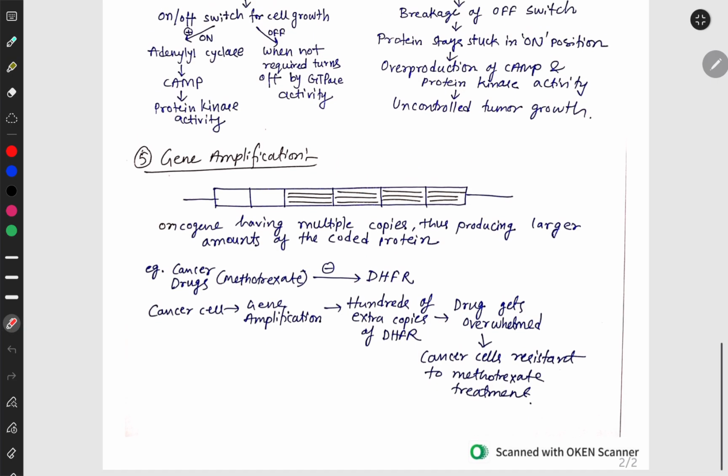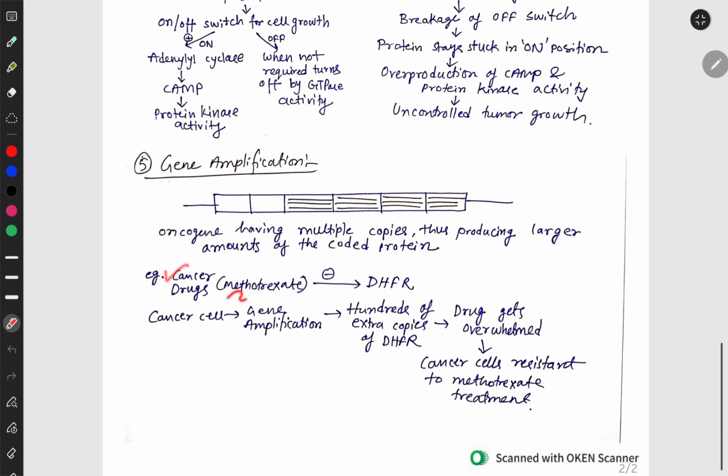What is the example? We know there is a cancer drug, methotrexate, which inhibits the dihydrofolate reductase enzyme. So for example, in a cancer cell, if gene amplification occurs, there will be hundreds of extra copies of the DHFR gene. So there will be very much increased production of dihydrofolate reductase enzyme. So the methotrexate drug will be overwhelmed. That's how the cancer cells will be resistant to methotrexate treatment. So this is gene amplification.